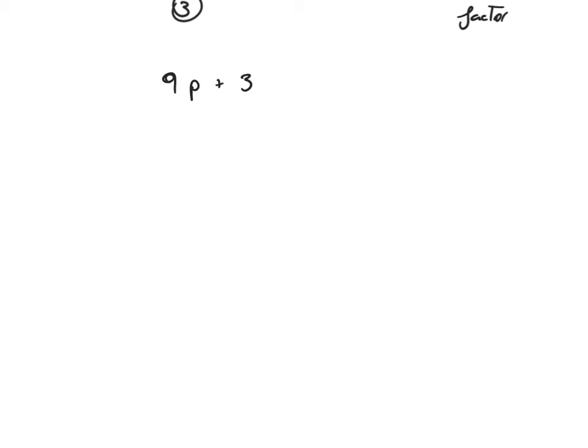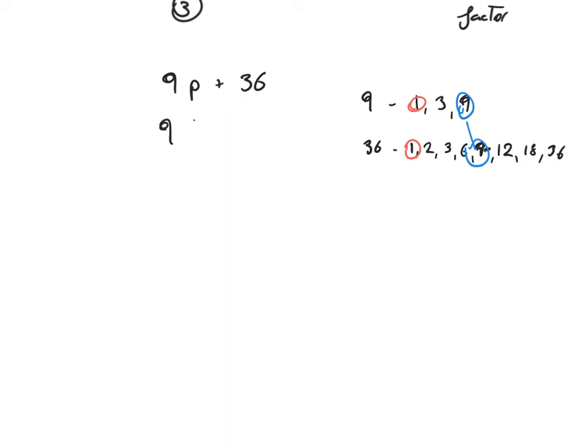9p plus 36. Okay, so factors of 9. 1, 3 and 9. Factors of 36. 1, 2, 3, 6, 9, 12, 18, 36. Okay, so what's some common factors? 1's common. But what's the highest common factor? Well, that, as you can see, is 9. Okay, 9 times what gives me 9p? That's p. 9 times what gives me 36? That's 4. 9 bracket p plus 4.